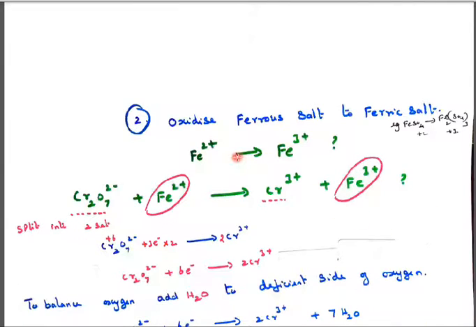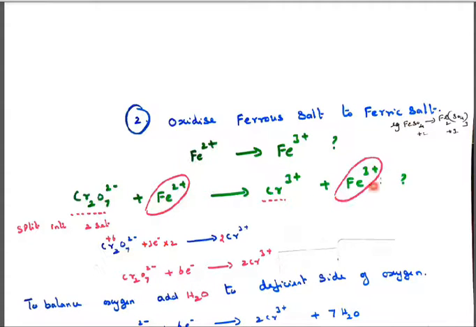Then another example: oxidize ferrous salt to ferric salt. FeSO4 to Fe2(SO4)3. This formula may also be given sometimes in an exam; a direct question you cannot expect. In FeSO4, Fe is 2 plus, and in Fe2(SO4)3, Fe is 3 plus. So Fe2 plus is oxidized to Fe3 plus. Whatever the question, if it is given in salt form, you should make it into ionic form; only then will the question be easy. So Cr2O7 2 minus plus Fe2 plus gives Cr3 plus plus Fe3 plus.